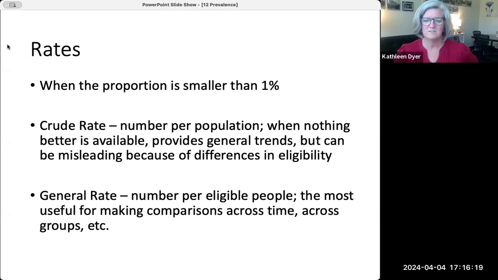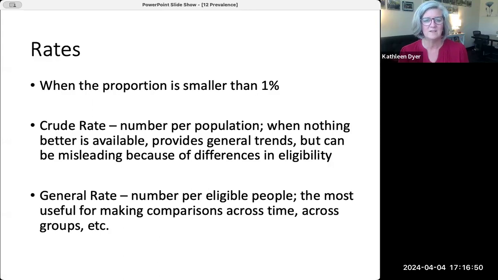When the proportion is smaller than 1%, then percentages don't make quite so much sense anymore. So then we start using rates. Please do not be intimidated by the concept of a rate. It is just a very small proportion. There are two kinds of rates. I'll talk about both of them. The crude rate is just the number of people per population size when you don't have any other information about them.